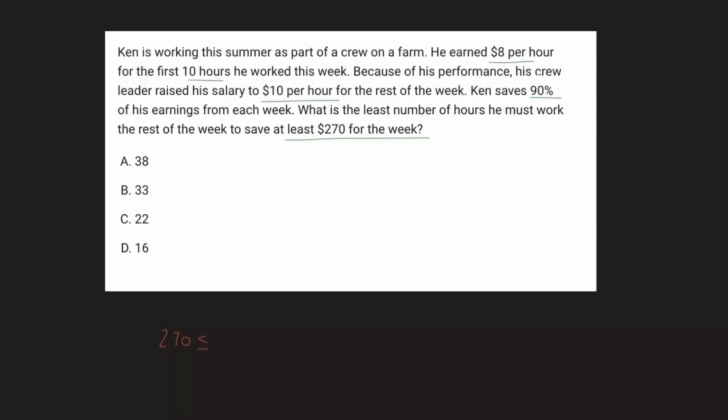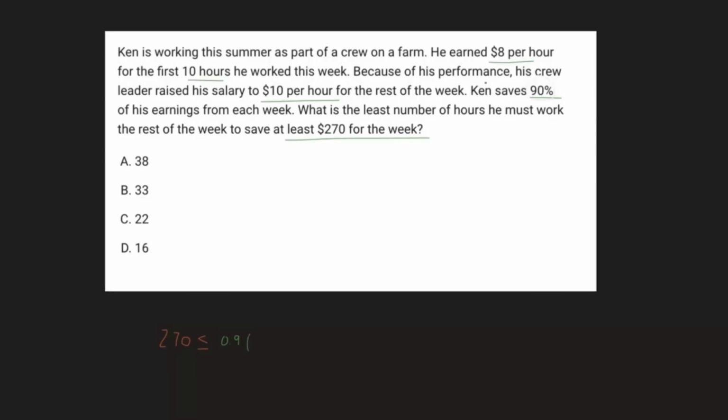So whatever we have with his $8 per hour or $10 per hour for X amount of hours, all of that is going to be cut down by 90%. So we can write a 0.9 on the outside and then a parentheses for all of our values on the inside. The first thing we want to account for is his initial 10 hours that he worked.